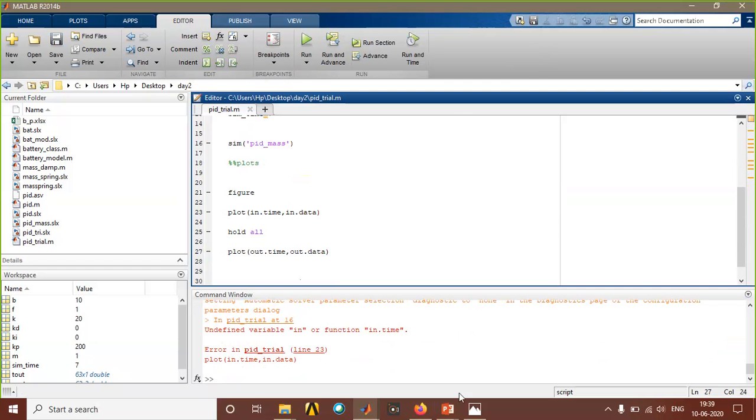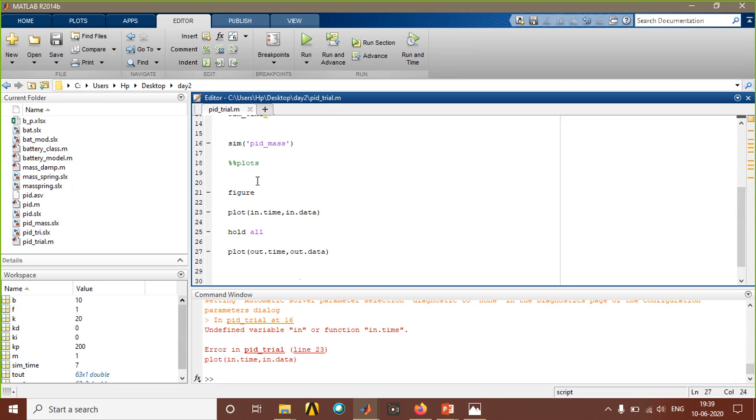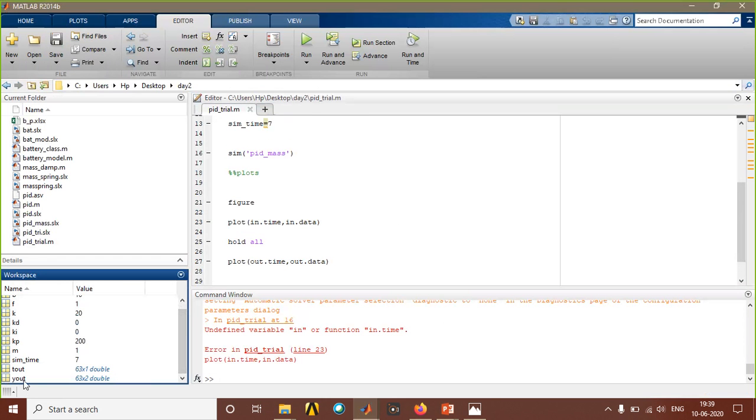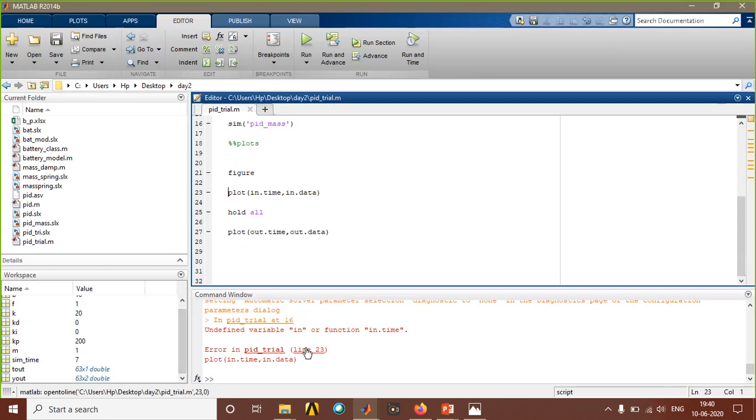Plot, PID mass, in out. We have T out, Y out. No, no, these things are predefined, okay? Based on what you give there, it will get simulated. We have some other issue. In time, out time, in data, out data.